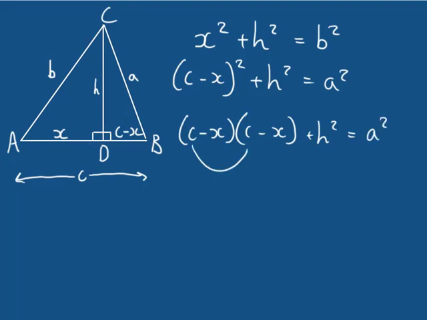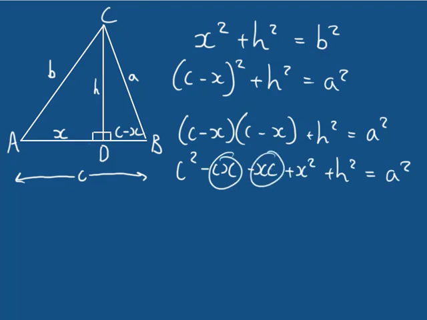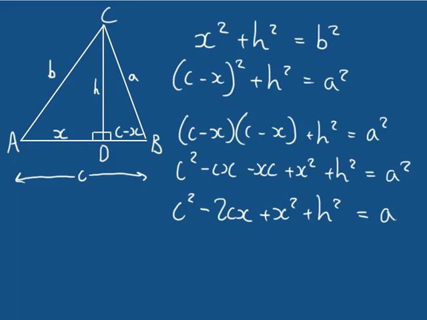So this is going to become c times c, so c squared, c times minus x, so minus cx, minus x times c, so minus xc, and minus x times minus x, that's going to become plus x squared, plus h squared is equal to a squared. And we have minus cx and then minus xc. Both of these are the same value, therefore this is going to become c squared minus 2cx plus x squared plus h squared is equal to a squared. So that's applying Pythagoras' theorem to both of the right-angled triangles we've just created.